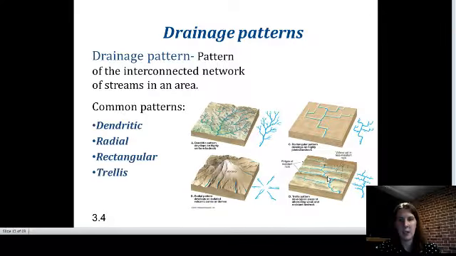And finally, a trellis pattern. This is very common in areas of alternating weak and resistant or weather-hardened rock. So you have ridges of very weathering resistant rock, and then valleys of rock that's easily weathered. So you get defined channels in the areas that are easily weathered, and then streams coming down from the less weathered ridges, giving you this very defined single orientation with smaller streams coming in at about 90-degree angles.